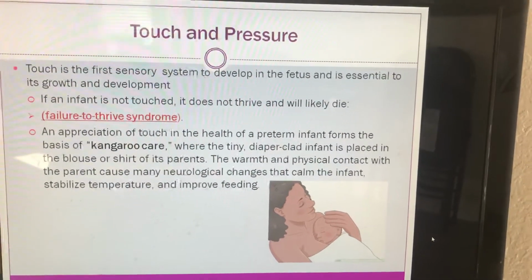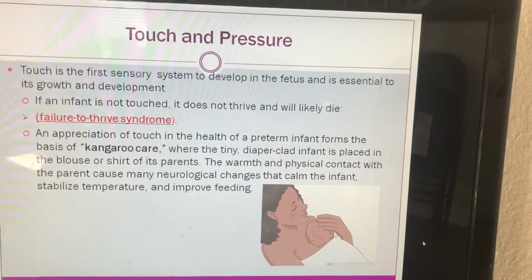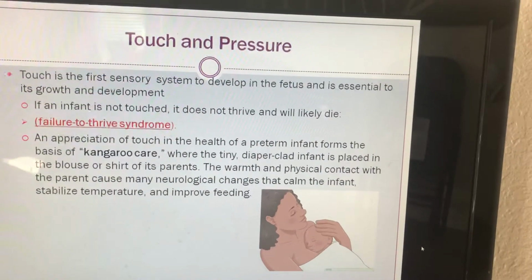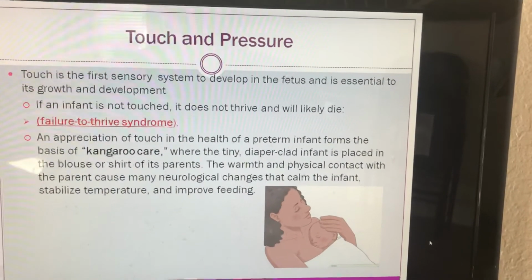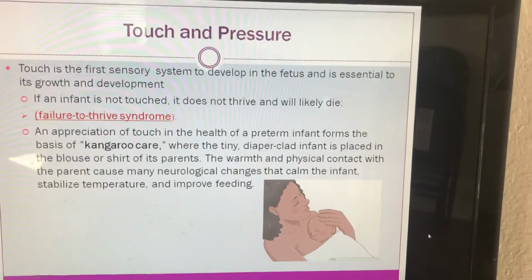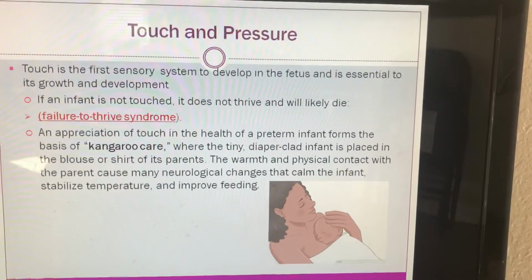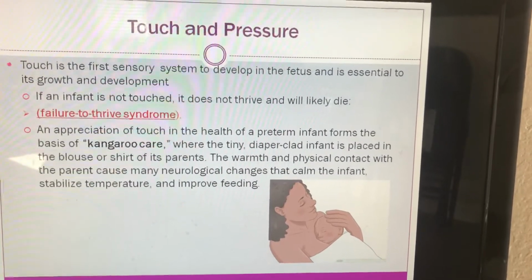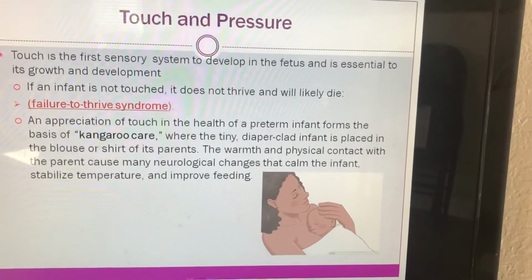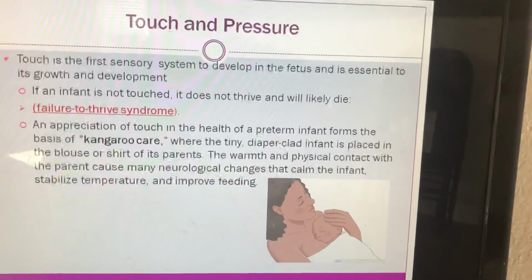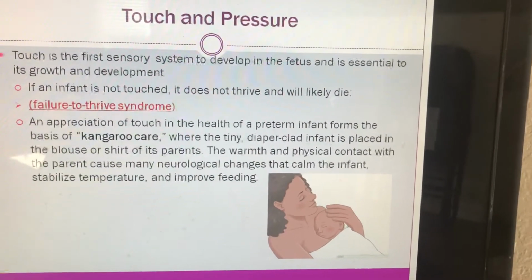Touch is the first sensory system to develop in the fetus and is essential to its growth and development. So if an infant is not touched, it does not thrive and it will likely die. And this is called the failure to thrive syndrome. So an appreciation of touch in the health of a preterm infant forms the basis of what's called Kangaroo Care.